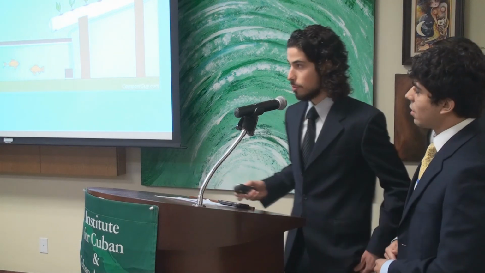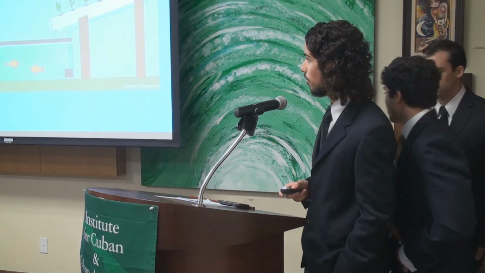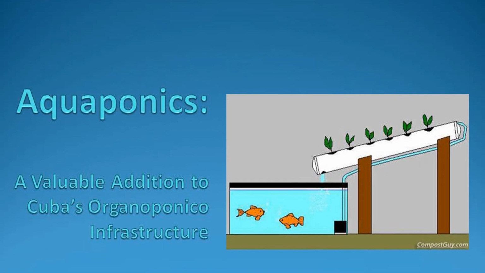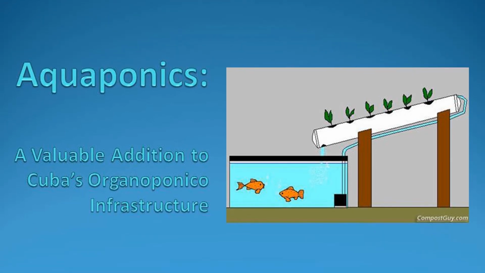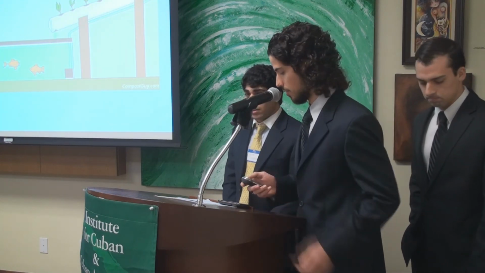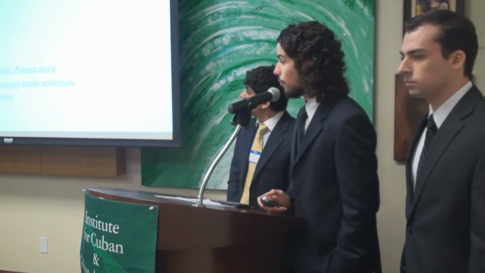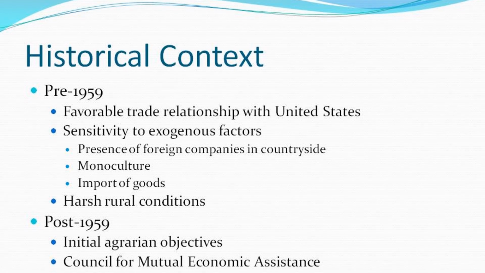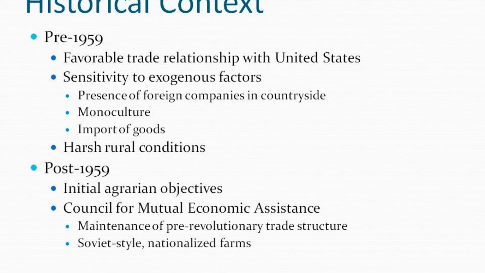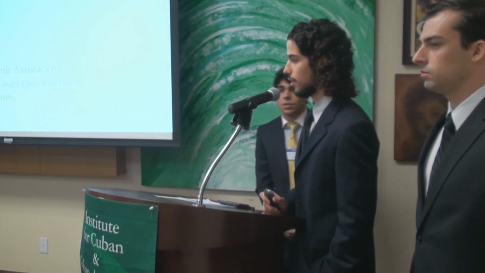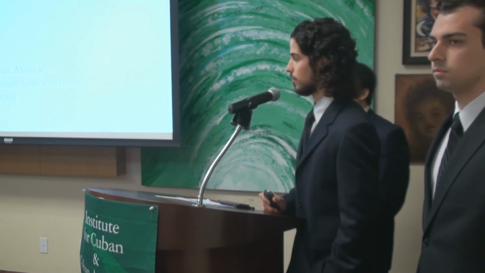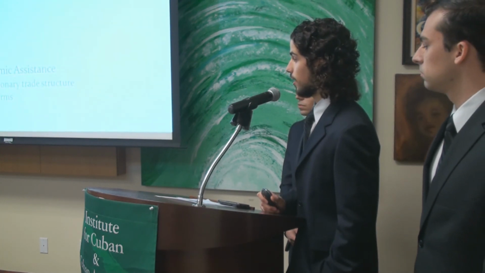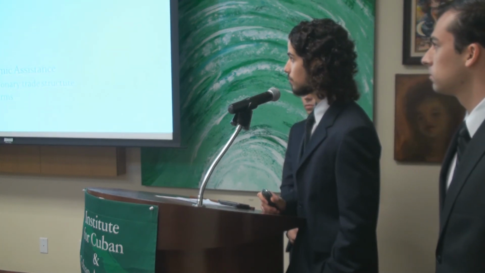Before we begin to enter into the details of our proposed solution, it's helpful to consider the historical context in which the problem we're attempting to solve arose. Before the Castro Revolution, the agricultural sector was mostly dominated by the production of sugar and the export of sugar to the United States. There was a favorable relationship between the United States and the Cuban economy at the time.